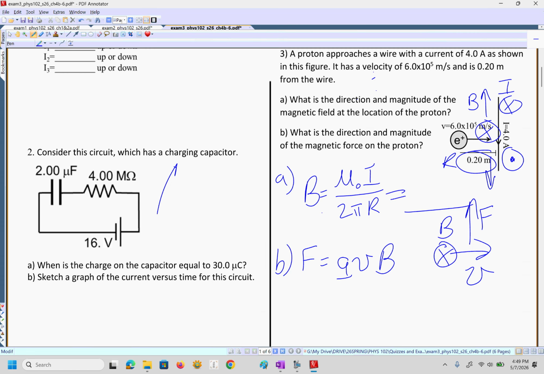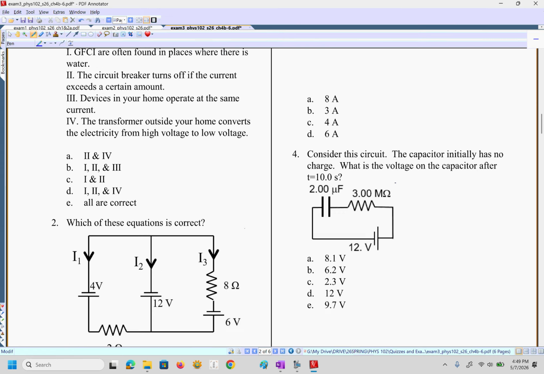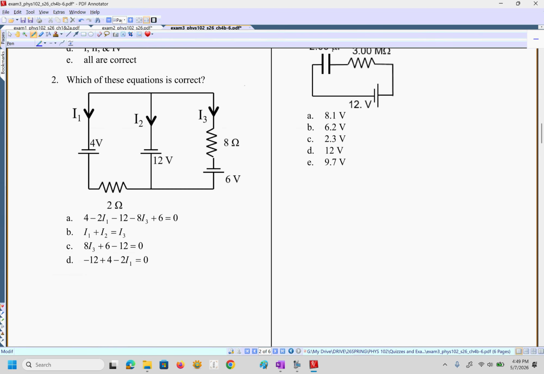Okay? You will see several right-hand rule problems on the exam, so make sure that you understand the right-hand rule. It comes up several times. You'll see a question where you have to find the charge or voltage or current on a charging or discharging capacitor. You're going to see a question like number 2 where you have to ask, are these equations correct or not? And you will have to calculate the current in a multi-loop equation. It'll be a simple problem. It'll just be a one-step problem, but you'll have to do that.